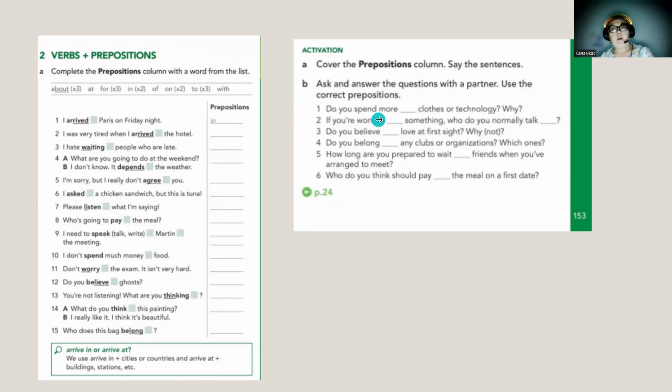If you are worried about something, who do you normally talk with? Yeah, not about, but with. If I'm worried, I normally talk... In my past, I normally talked with my mother. I used to tell her all my troubles, and I became lighter because she really helped me to solve my problems. She can comfort me.